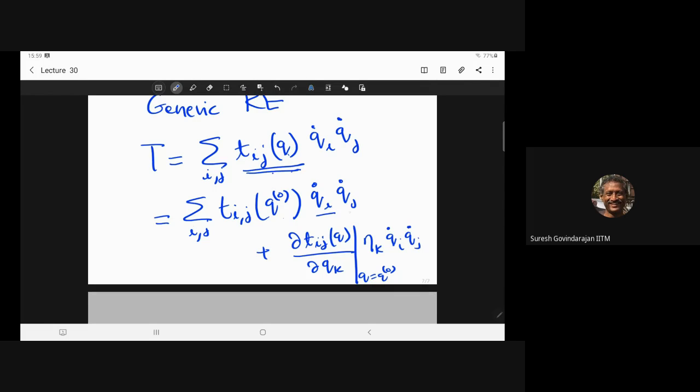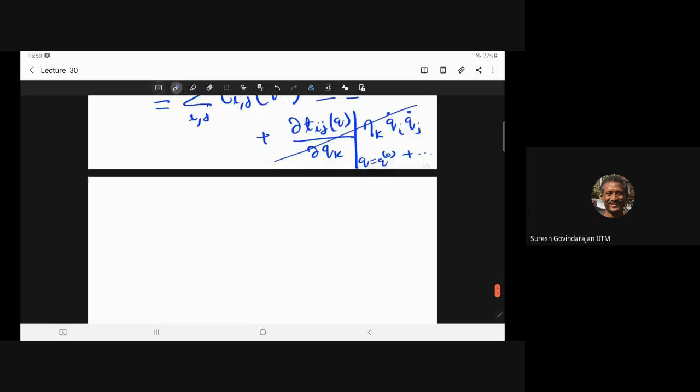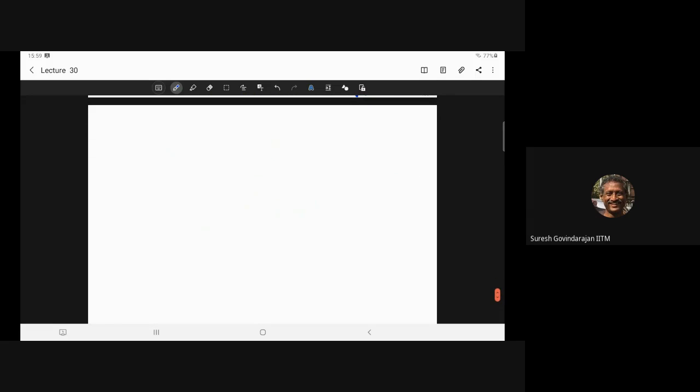Okay, maybe I should have called this etas, but you understand. So you can see this kind of term we are throwing out, the infinite series. So T is also approximate. Is that clear? Any other questions? Yes, sir. Okay, good.